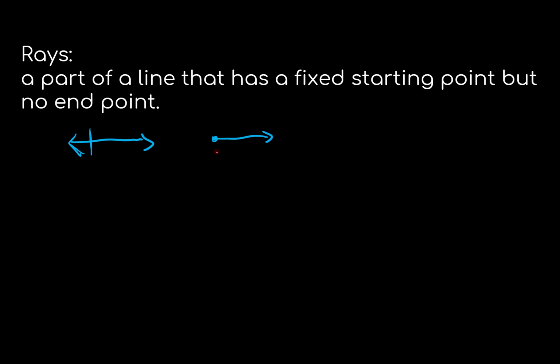So how can we name this? There are two types of names. One is the point itself, it's A, or maybe it's right here on the ray, and we have B. So it's ray A, or this ray, or ray AB.